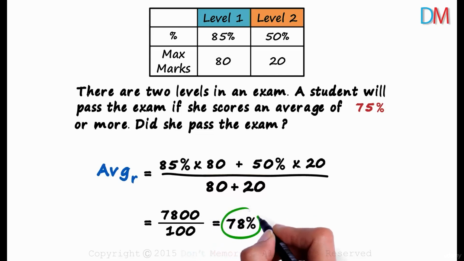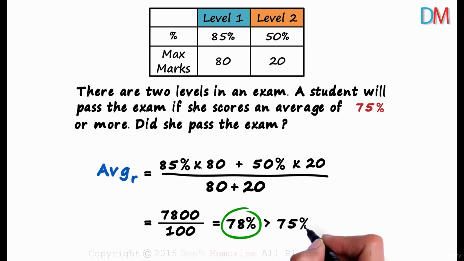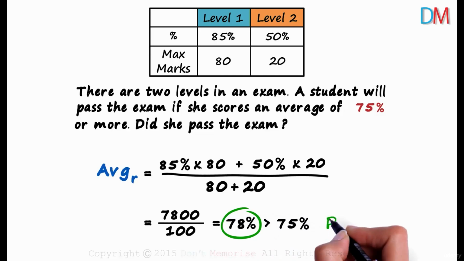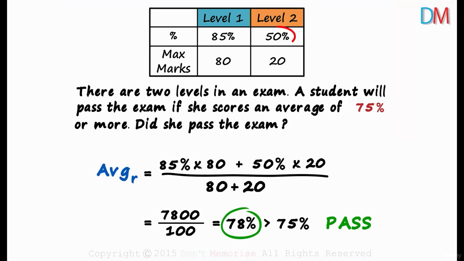That's her overall percentage. So does she pass the exam? The condition stated is that if she scores 75% or more, she has passed. And 78% is clearly greater than 75%. So yes, she has passed the exam. This was also a weighted average problem asked differently. Even though she fared poorly in the second level, she passed because the second level had lesser weightage. She performed well in the level that mattered more and had more weightage.